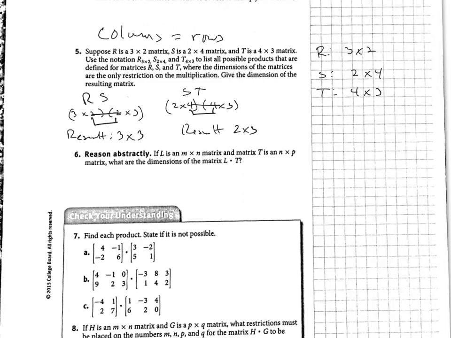But if we think about R times T, so R is a 3 by 2, and T is a 4 by 3. This is not possible. These numbers do not match. So if you are told to multiply this together, you would just say not possible. The dimensions don't work. So again, the number of columns in the first one has to equal the number of rows in the second one.